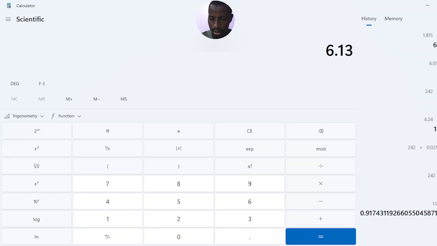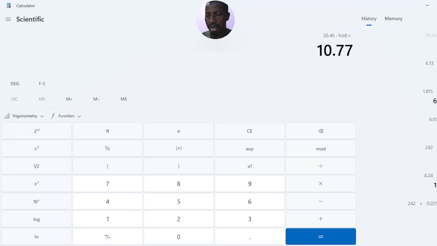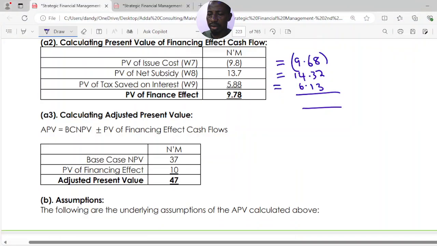6.13 plus 14.32 equal, then minus 9.68 equal, that's 10.77. 10.77 here is 10.77. So the next thing I need to do now, of course, I can round my number to 11.